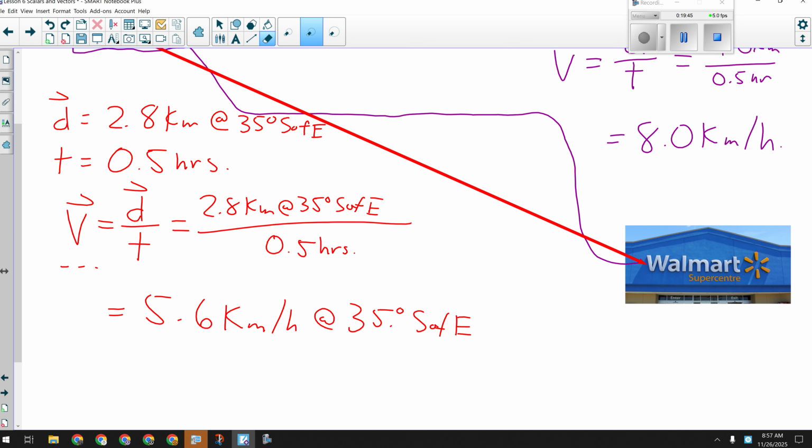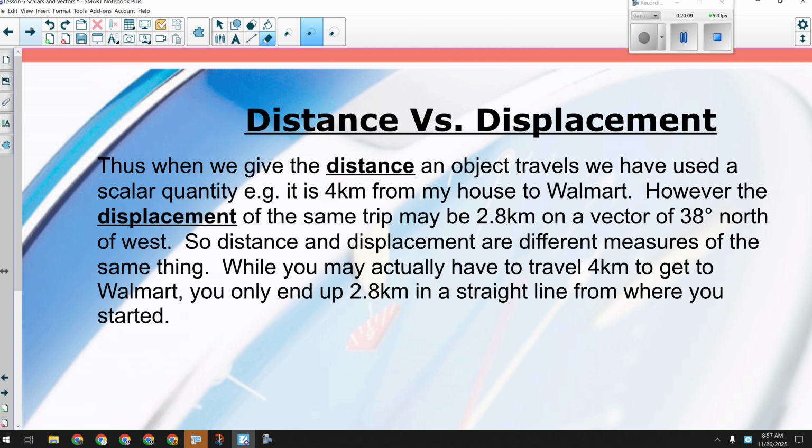So distance is different than displacement. Distance is how far did I go. It doesn't care where I ended up, just how far did I go. Displacement cares where did I start, where did I finish, how far apart are they in a straight line, and what direction are they in a straight line. So distance is the scalar quantity. Displacement is the vector quantity. We already have the numbers up here. We've already dealt with those numbers.